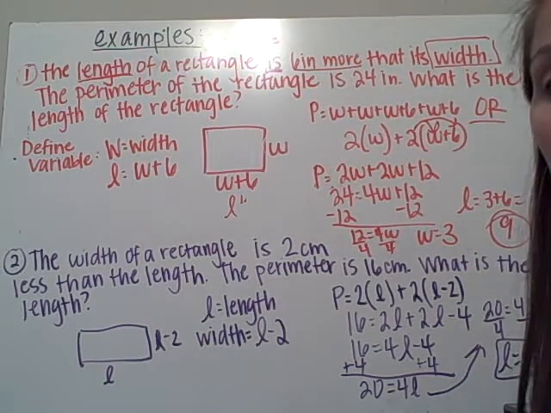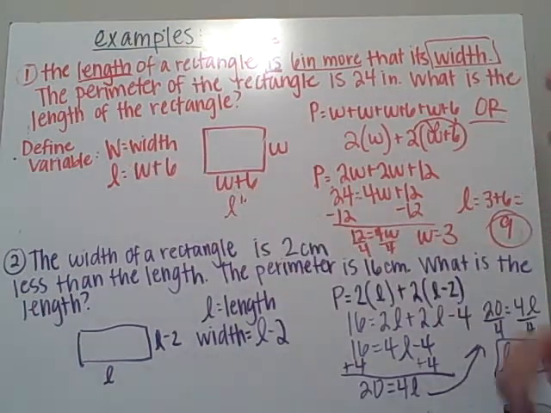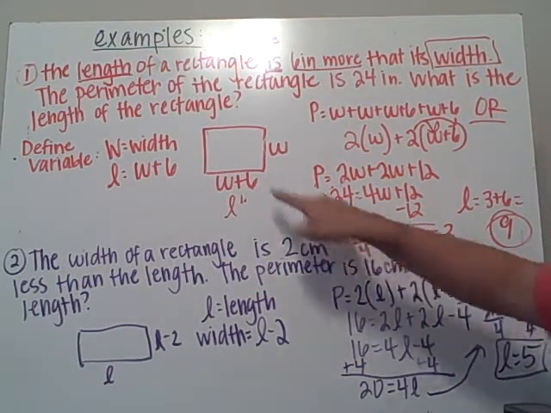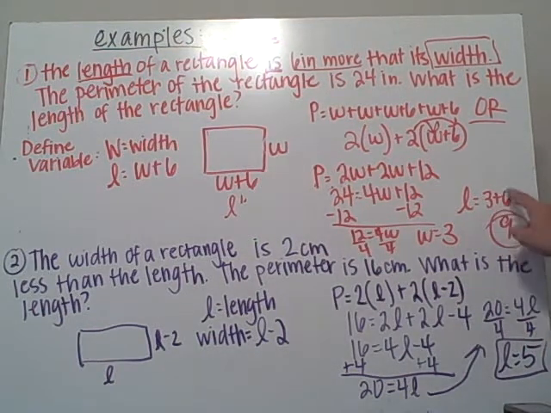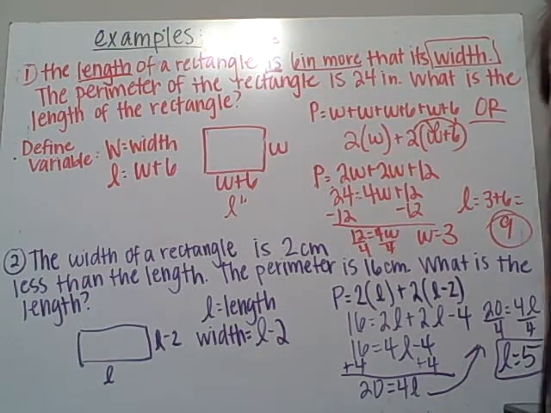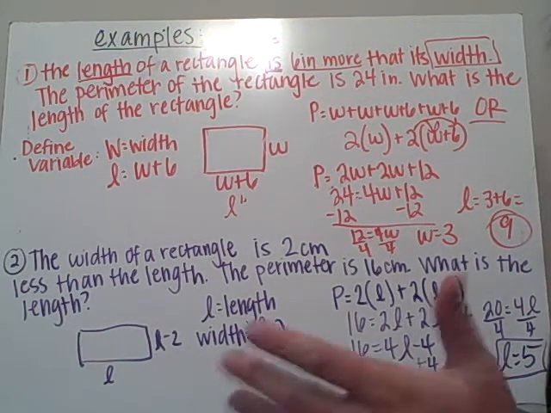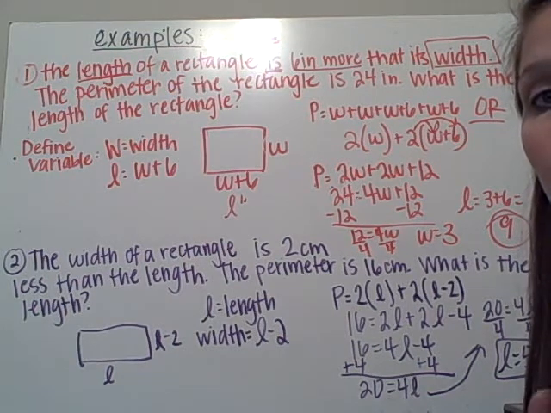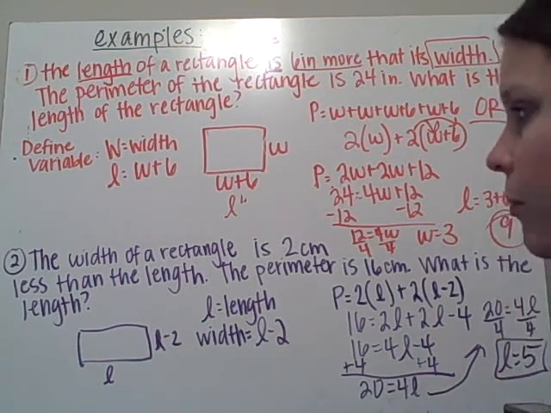That is the width. But the problem asks you what is the length. So to find the length, you have to substitute W into the equation for length, which is W plus 6. So 3 plus 6, because our length is 6 more than our width, so the length is 9. Our width is 3, our length is 9. Make sure that when you're solving these that you answer the question, not just find the answer for the variable.